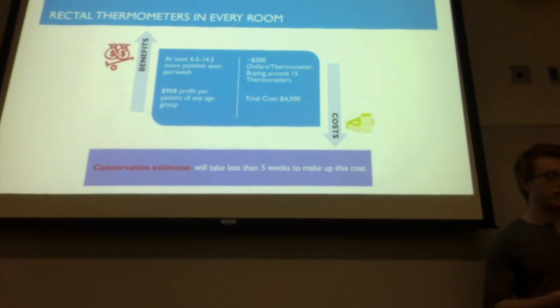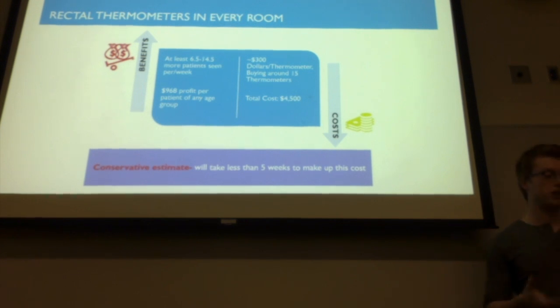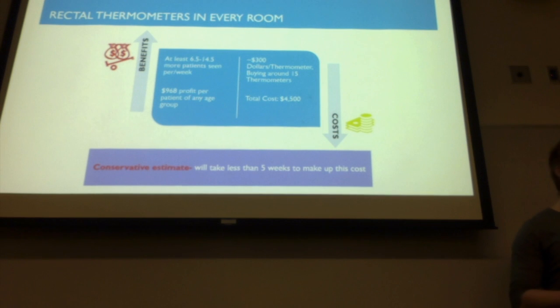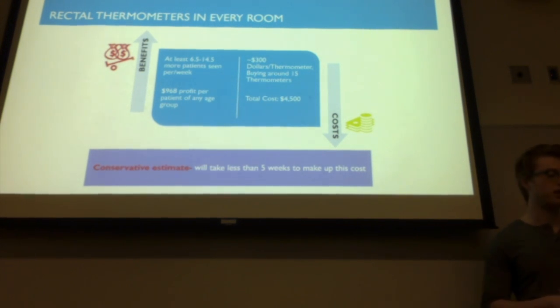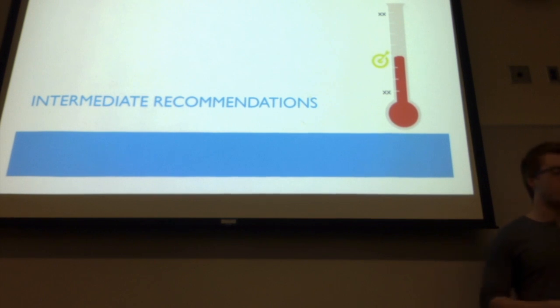With this recommendation, the throughput increase would allow us to see 6.5 to 14.5 more patients per week, and we saw that overall the total profit you'll make from seeing these patients is about $968 per patient. So a conservative estimate, taking into account the least amount of patients with the highest cost, you'll still see that it will only take 5 weeks to actually make up this cost of buying rectal thermometers and placing them in every single room. So next we're going to move into some of our more intermediate recommendations.